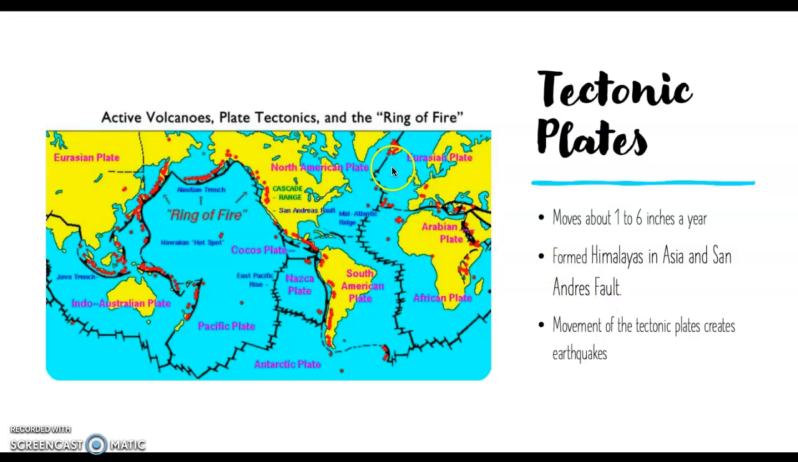The tectonic plates are basically these lines right here all around the world. They move about 1 to 6 inches a year, and they are the cause of the Himalayas and the San Andreas Fault. And when these tectonic plates move, they create earthquakes.